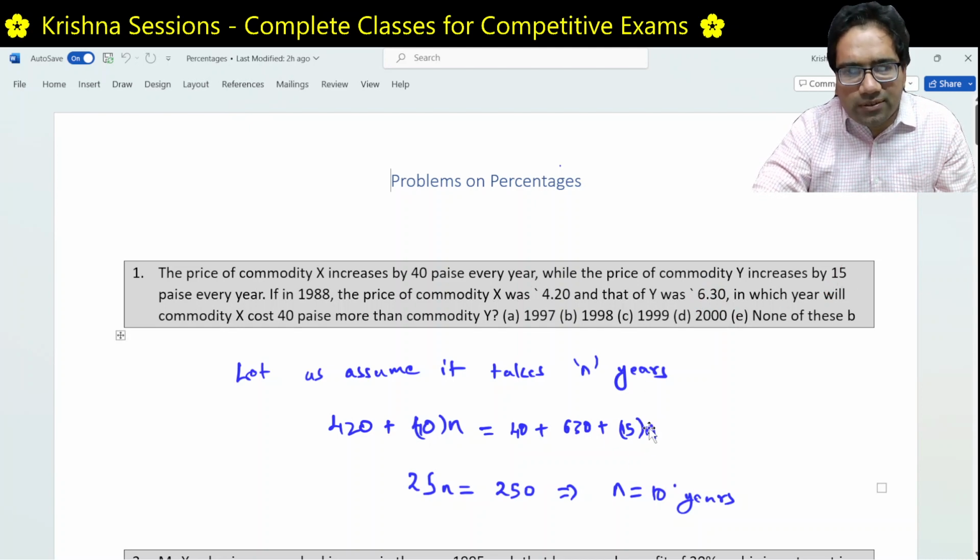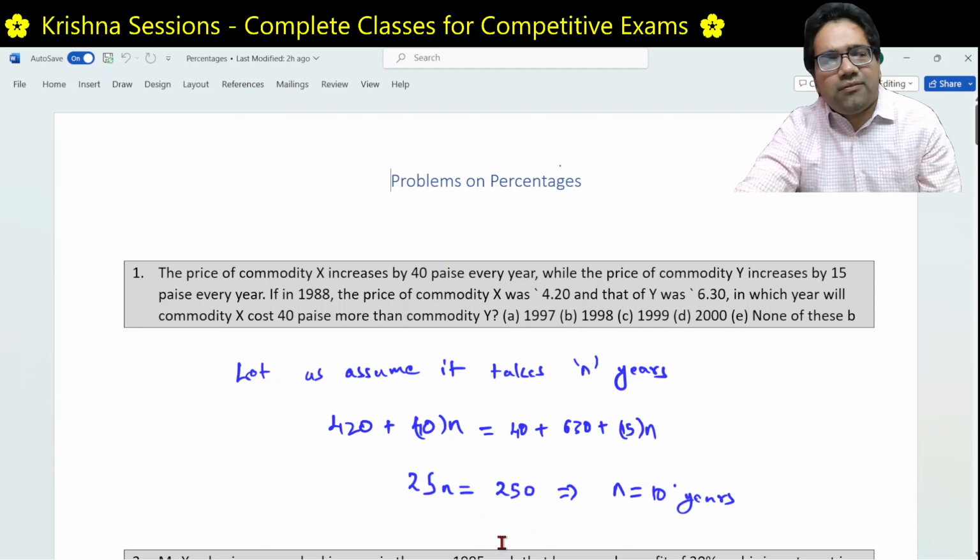So 15 into n years. Then the price of X should be 40 paisa more than the price of Y. So 420 plus 40n should be equal to 40 plus 630 plus 15n. Y is starting at 630 and within n years it will become 630 plus 15n. So 40n minus 15n, which is 25n, equals 630 plus 40 minus 420, which is 250. Right. What does that mean?